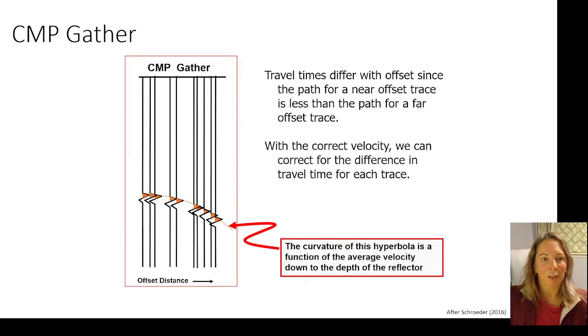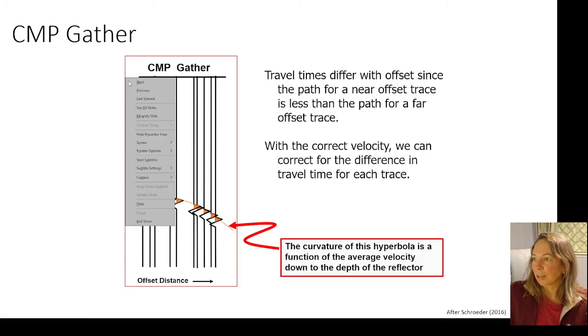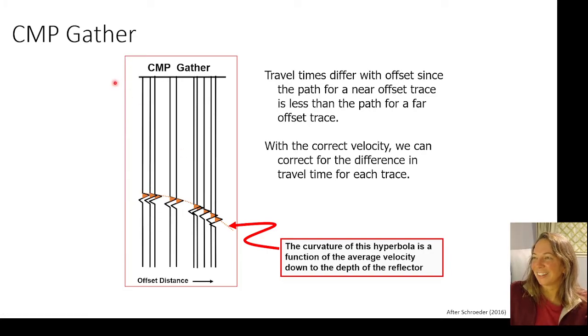Once we have that common midpoint gather, one of the things you'll notice is that there's a bit of curvature to it. That's because the common midpoint gather is arranged so that, with my pointer, here we're getting larger distances, so larger angles. In the higher offsets, these waves are traveling further in the subsurface, so they arrive a little bit later. That gives us the hyperbolic look to the CMP gather.